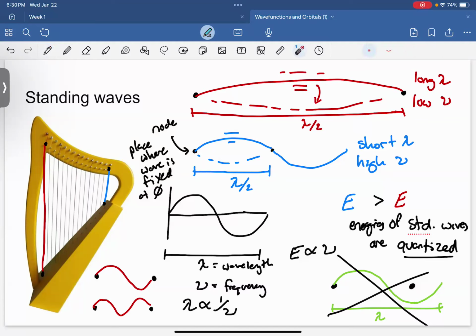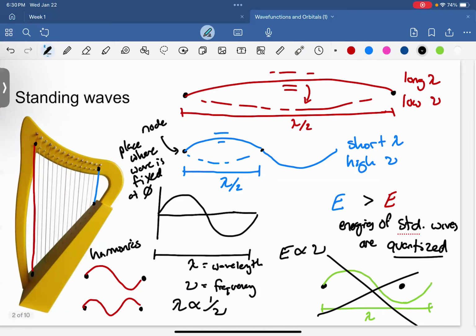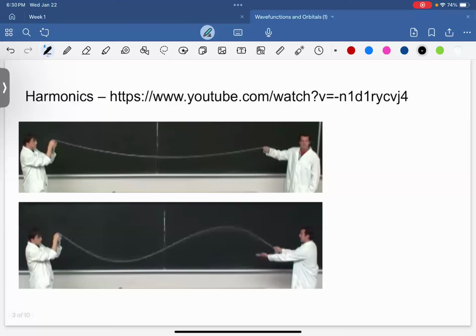And these shorter wavelengths that are possible, that are also commensurate with my node patterns, are what we'd call harmonics. And so I'm showing this here. You can pause the video and type this in. You can go to YouTube and watch this video of these two people holding this spring or string or something, where we have a very similar situation.